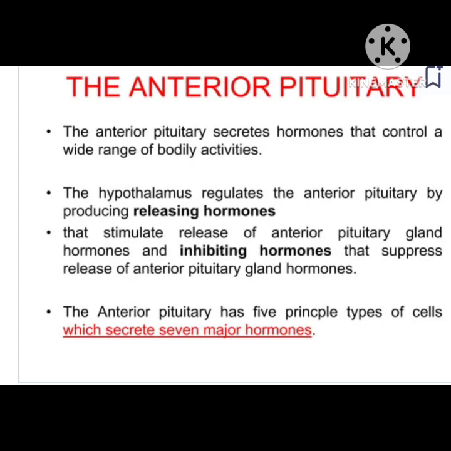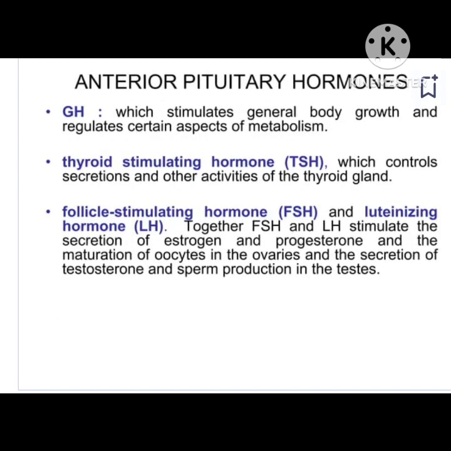Clear? So the anterior pituitary includes five principal types of hormones. We'll discuss these hormones. First is growth hormone. It stimulates general body growth and regulates certain aspects of metabolism.